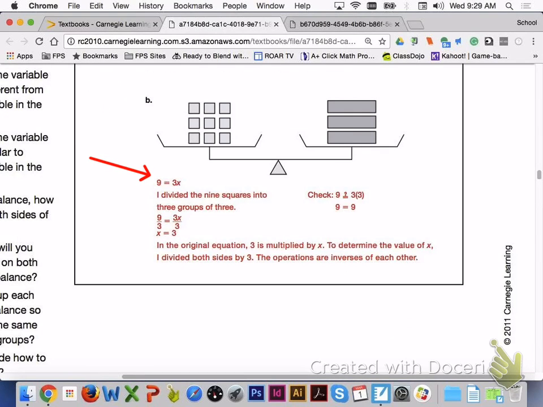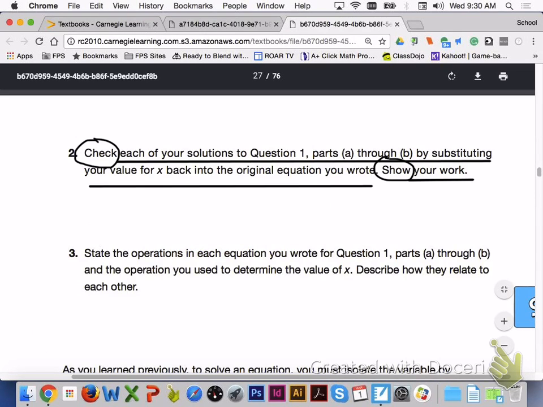For number 1, letter B, the equation that you should have to represent the balance, 9 equals 3x. Your strategy, dividing the 9 squares into 3 groups of 3, x will be equal to 3. Please turn to page 629 and answer number 2 with your group members.